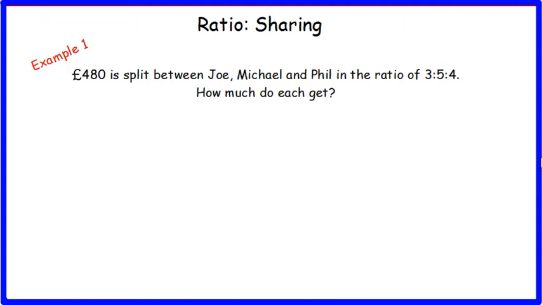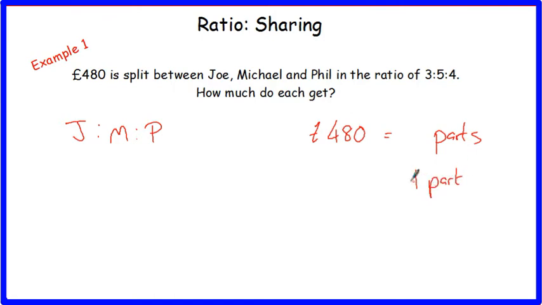£480 is split between Joe, Michael and Phil in the ratio of 3 to 5 to 4. How much do each get? And this is the one that most people will know how to do. So what I'm going to do is I'm going to go Joe, Michael and Phil. And this £480, and this is how you start each question, is equal to so many parts. And you're always wanting to find out how big one part is. Now the 480 is split between all of them.